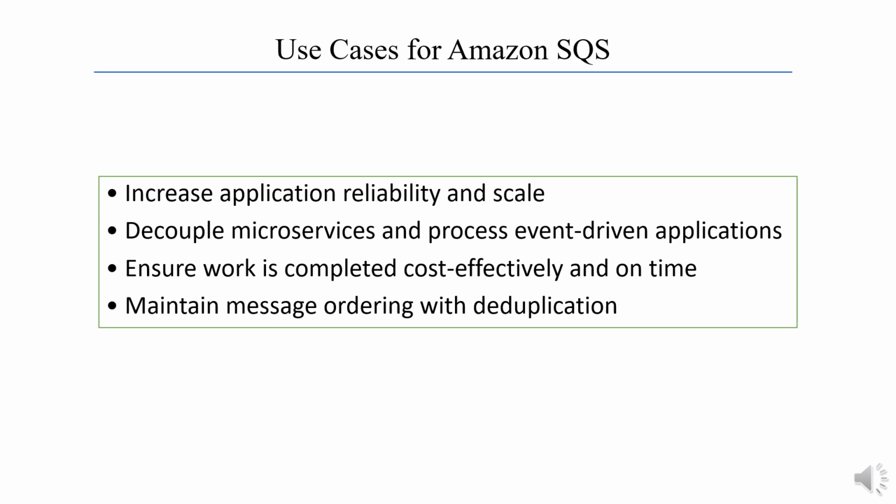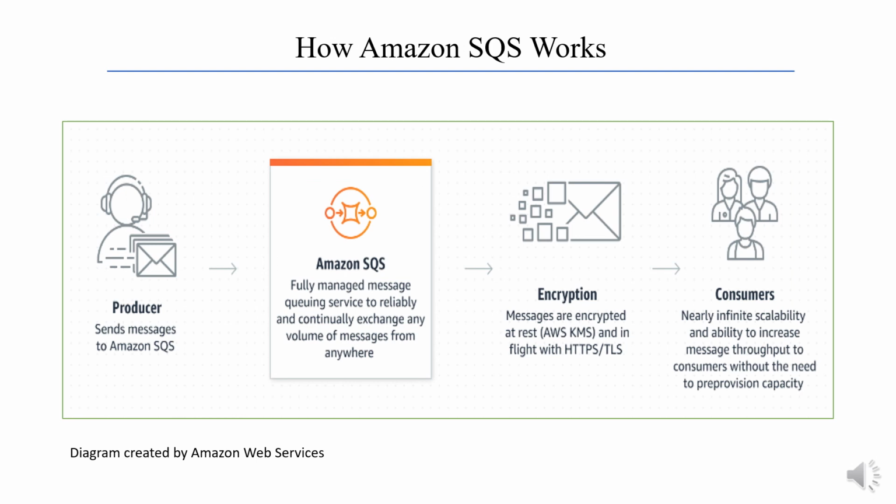Place work in a single queue where multiple workers in an auto-scale group scale up and down based on workload and latency requirements. Maintain message ordering with deduplication. Process messages at high scale while maintaining the message order, allowing you to deduplicate messages. Now let us see how Amazon SQS works in an application environment.